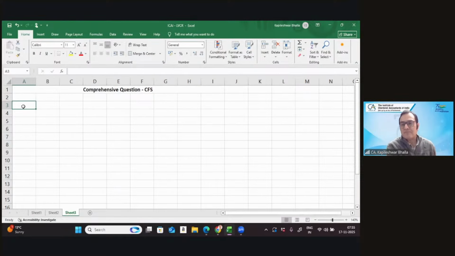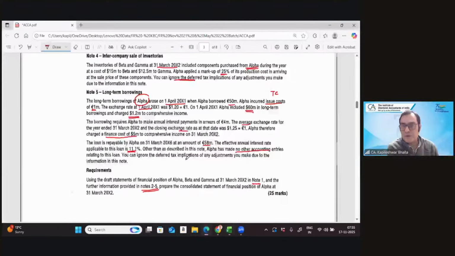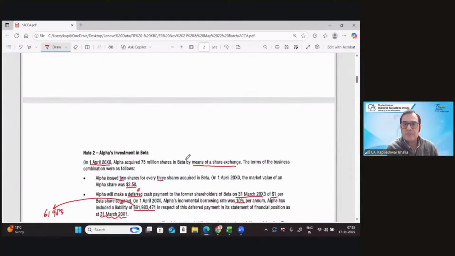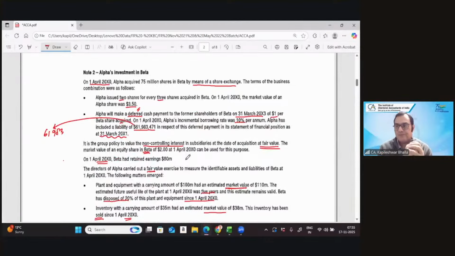Okay. So let me keep going back to the question. We're going to first of all come back on the inputs and go to note number 2. Now in note number 2, we have seen the case. It says Alpha makes a deferred cash payment, which is going to be done 2 years later from the acquisition date, that is March X3. And then it says the incremental rate is 10%. Alpha incurred a liability 61,983. Now let me do some workings as well.